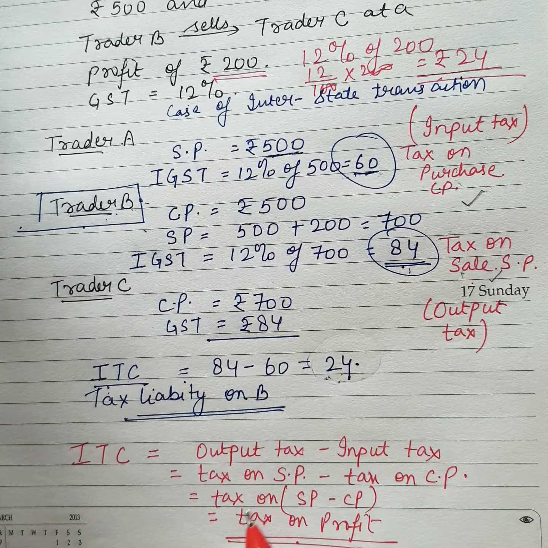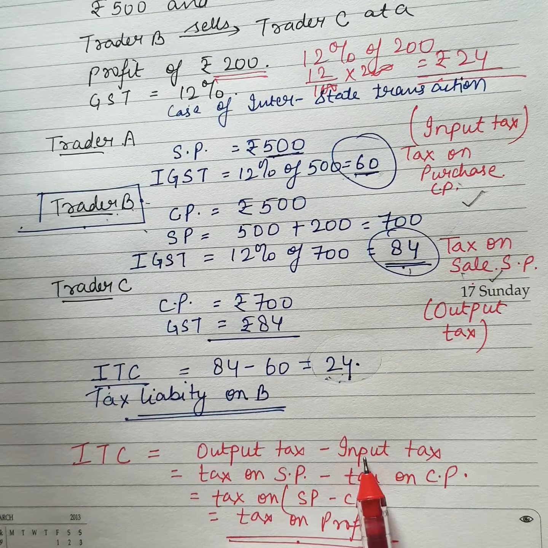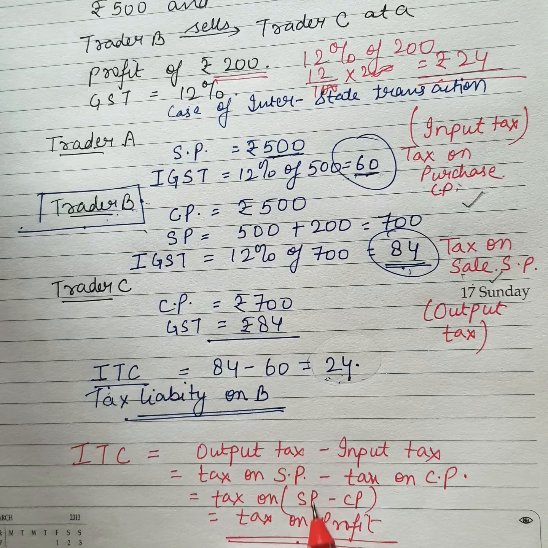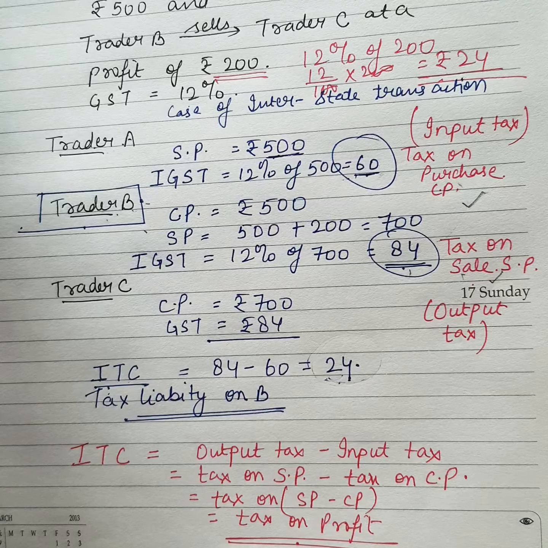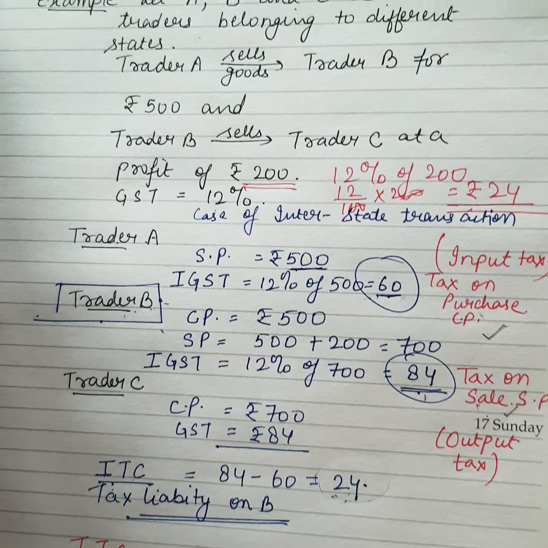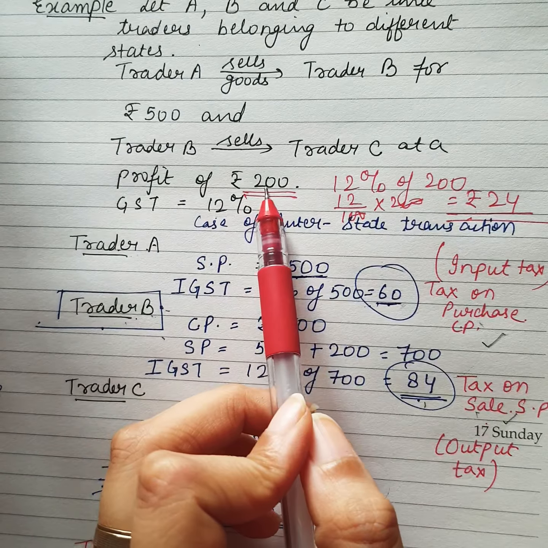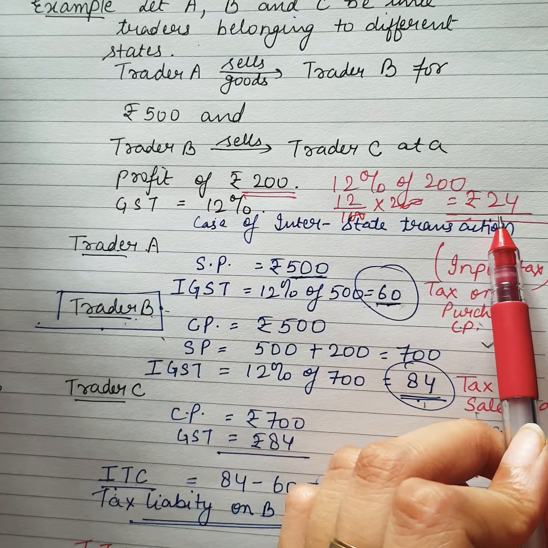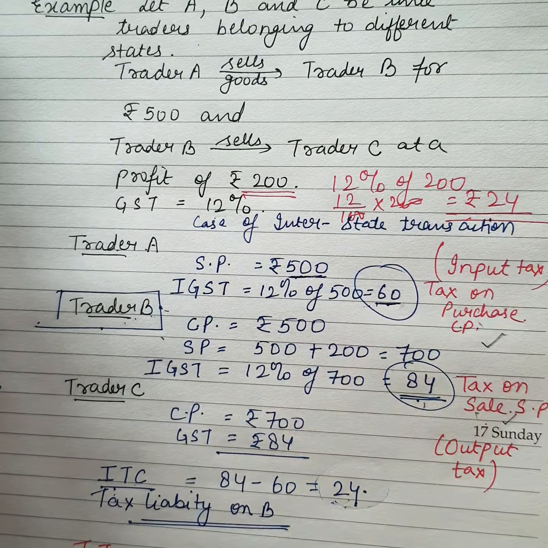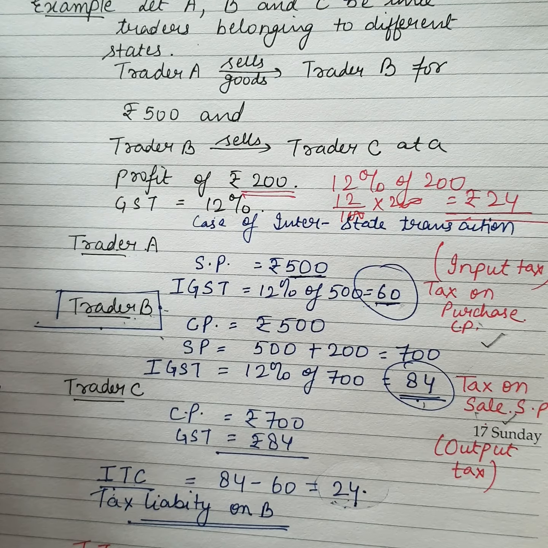Input tax credit is tax output minus input, or while solving we have got ITC is equal to tax on the profit. So if in the particular question there is a profit charged, you can directly apply GST on that profit to get the input tax credit. Let us do some more examples for clear understanding.